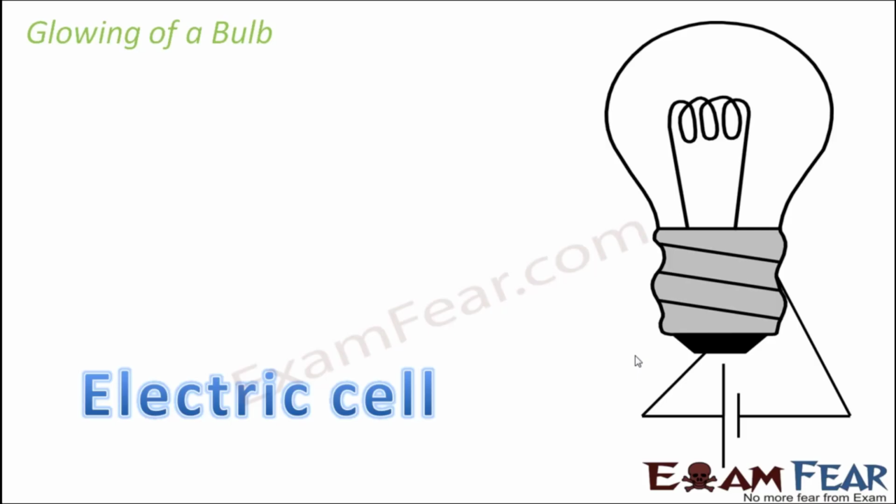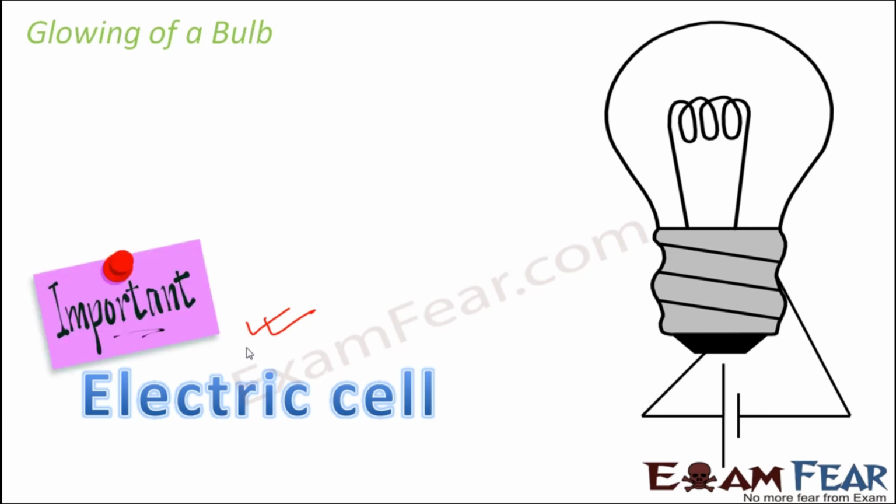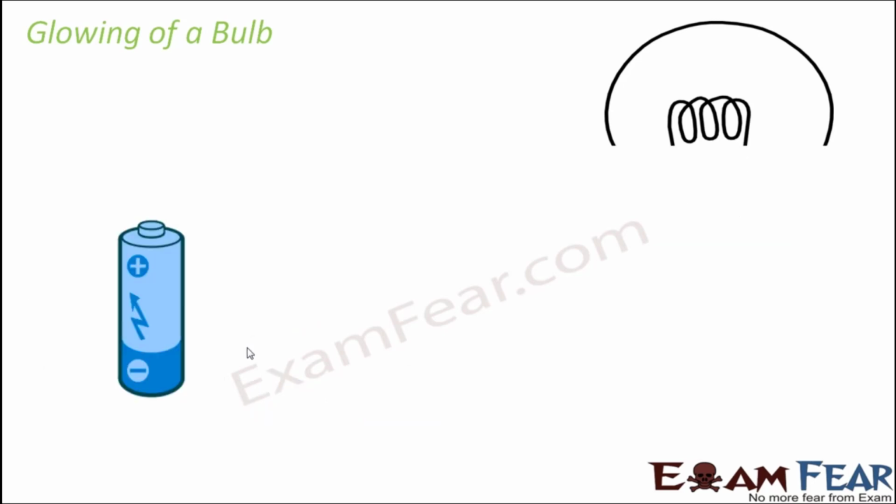So now when we talk about glowing of a bulb, another important thing without which a bulb cannot glow is the electric cell. Everywhere we talk about the battery, we talk about the cell. So why is this cell so important? Everywhere we are talking about electric current, we are talking about electrons flowing through the circuit. But where are these electrons coming from? Who is generating this electric current? The generation of electric current is done by the electric cell. So if there is no electric cell, there can be no current in the circuit. The presence of an electric cell is very, very important.